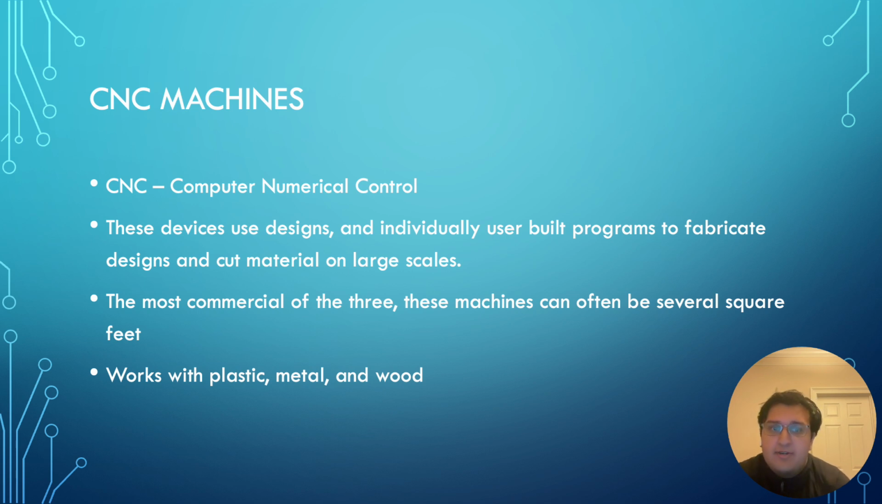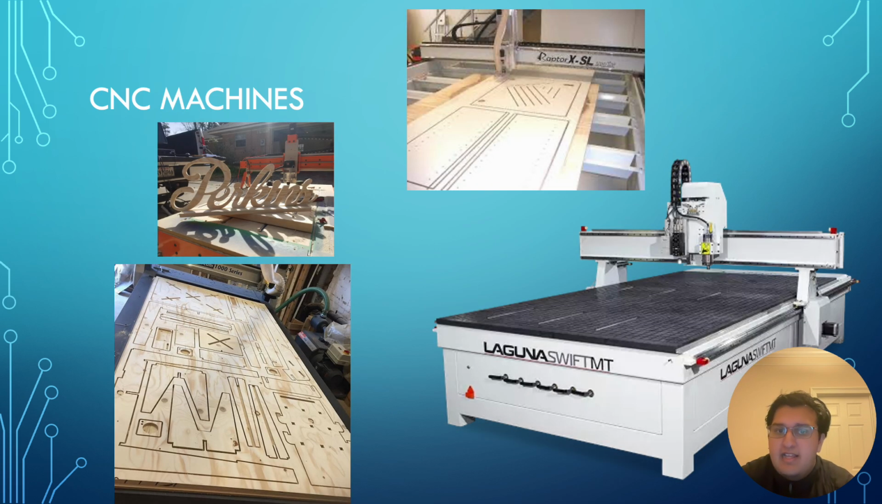Moving into CNC machines, CNC stands for Computer Numerical Control, and these devices use designs and individually user-built programs to fabricate and cut material on large scales. This is the most commercial and used most often in factories, and these machines can be massive, several, even dozens of square feet. You can work with plastic, metal, and wood, and these use drills to cut. And they can also use plasma.